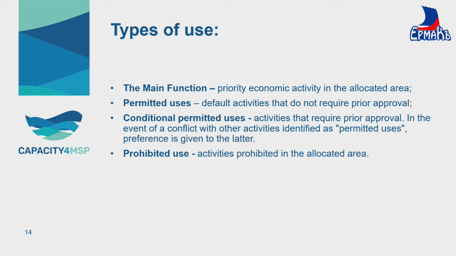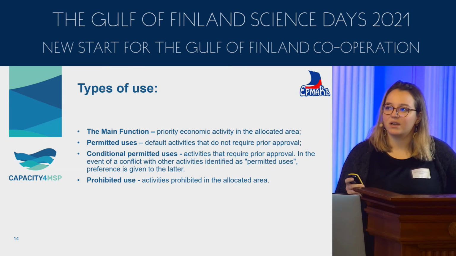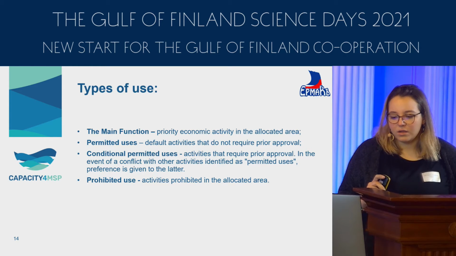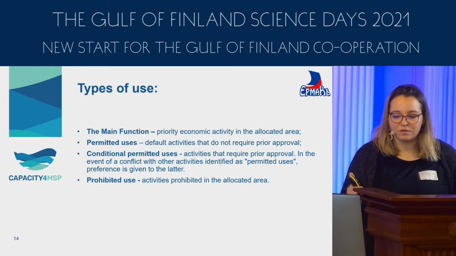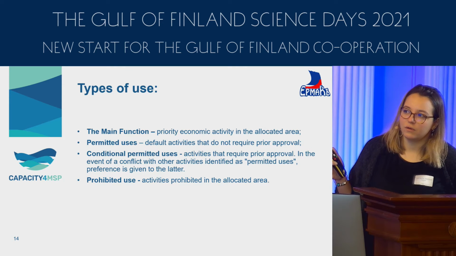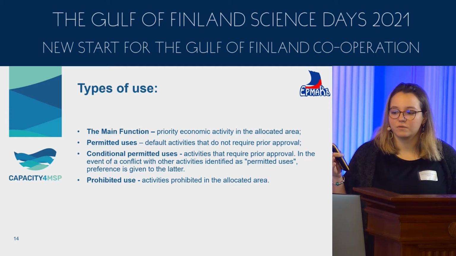So the main function is the priority economic activity in the allocated area, and that's the most important term. And then there are three types of uses: permitted uses, conditional permitted uses, and prohibited use. They all refer to the gradation of strictness, restriction applied to certain zones.